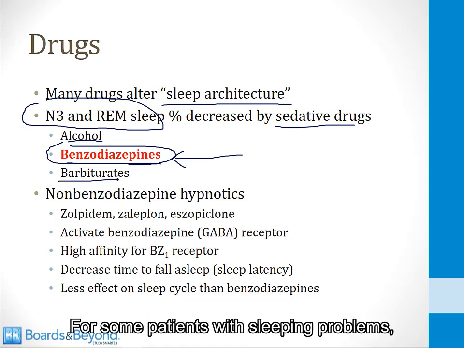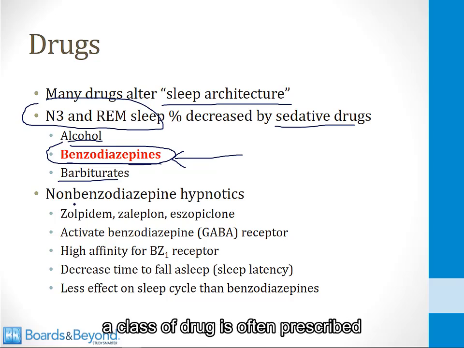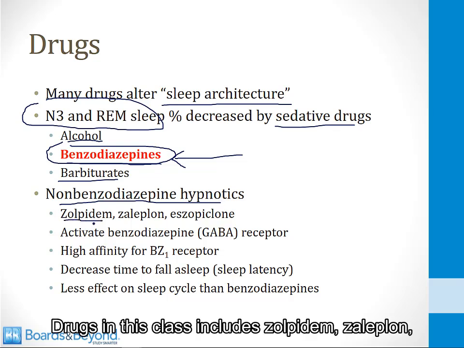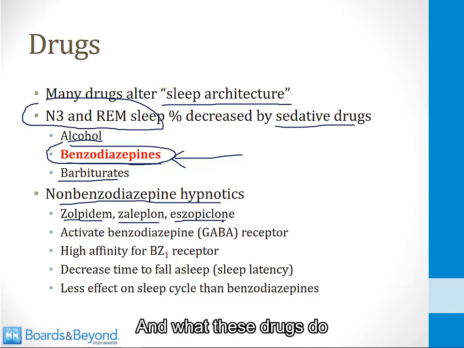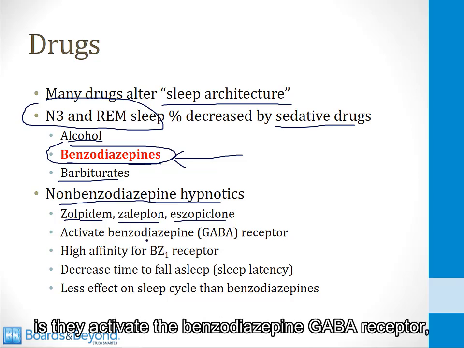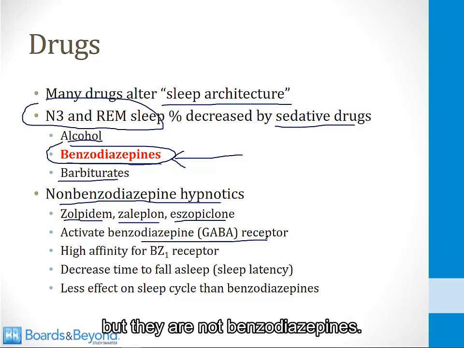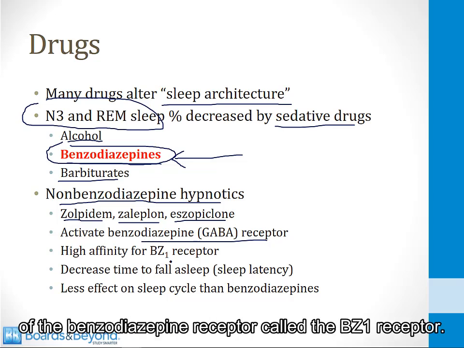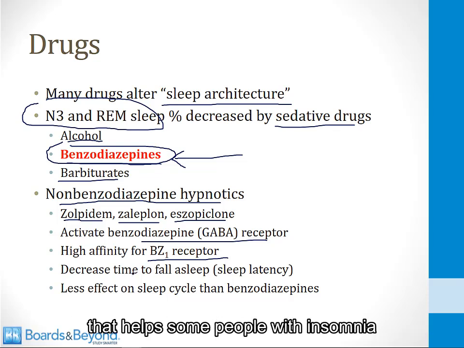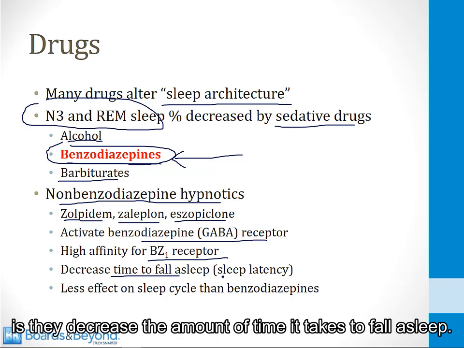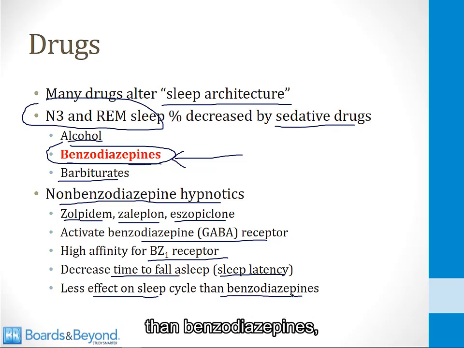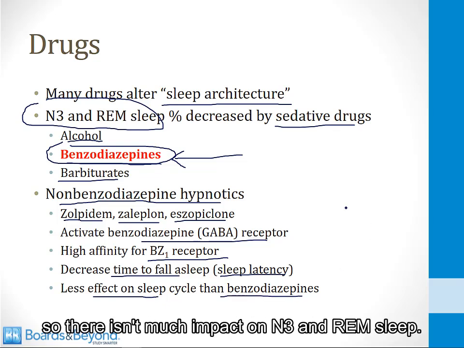For some patients with sleeping problems, a class of drug is often prescribed called non-benzodiazepine hypnotics. Drugs in this class include zolpidem, zaleplon, and eszopiclone, and what these drugs do is they activate the benzodiazepine GABA receptor, but they are not benzodiazepines. They have a very high affinity for a subtype of the benzodiazepine receptor called the BZ1 receptor, and the effect they have that helps some people with insomnia is they decrease the amount of time it takes to fall asleep. This is called sleep latency, but they have much less effect on the sleep cycle than benzodiazepines, so there isn't much impact on N3 and REM sleep.